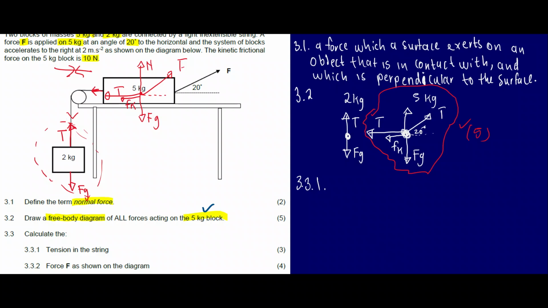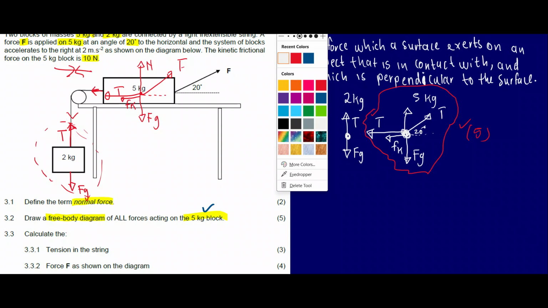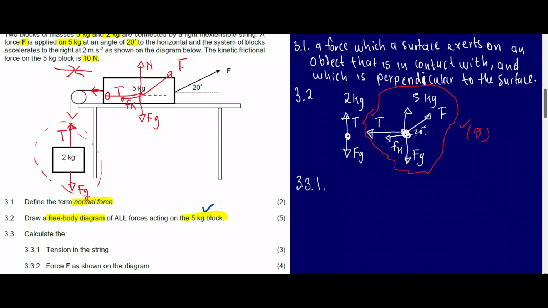Now we can choose which option we use. Either we use the 5 kg block, but the 5 kg block has too many unknowns in there, because we have the tension unknown and we have the force F unknown. So we can choose to use the 2 kg block, and do F net equals MA for the 2 kg block.